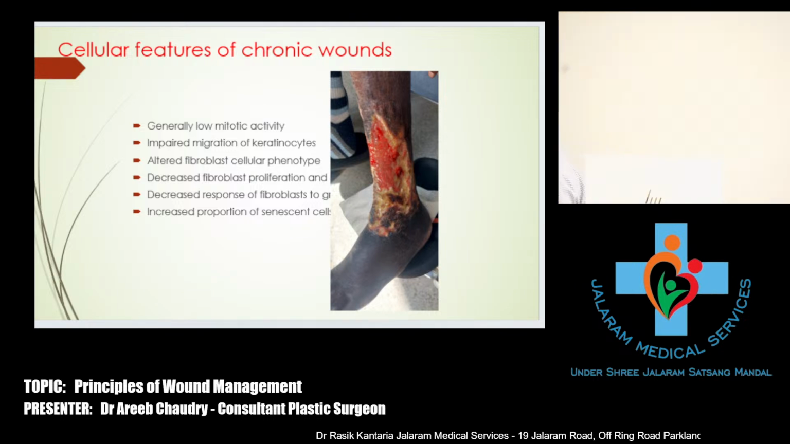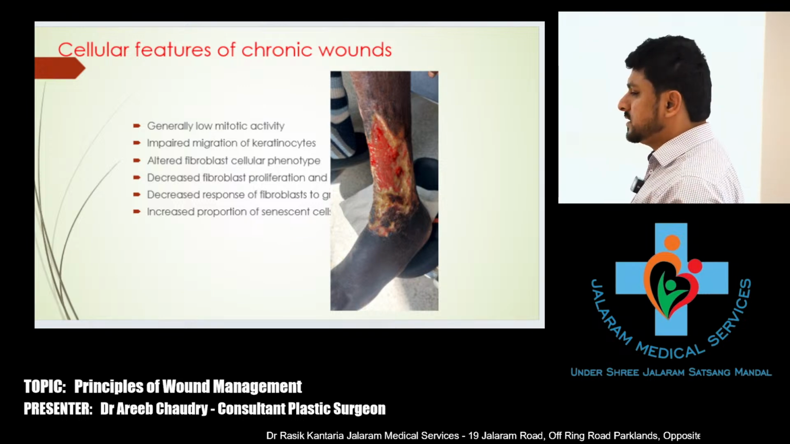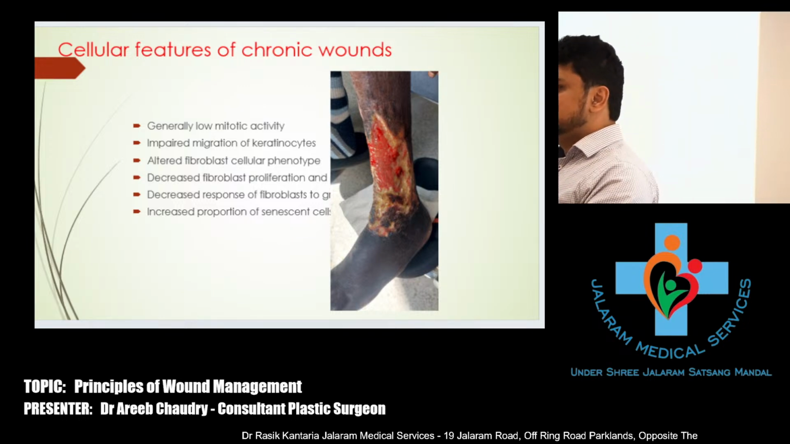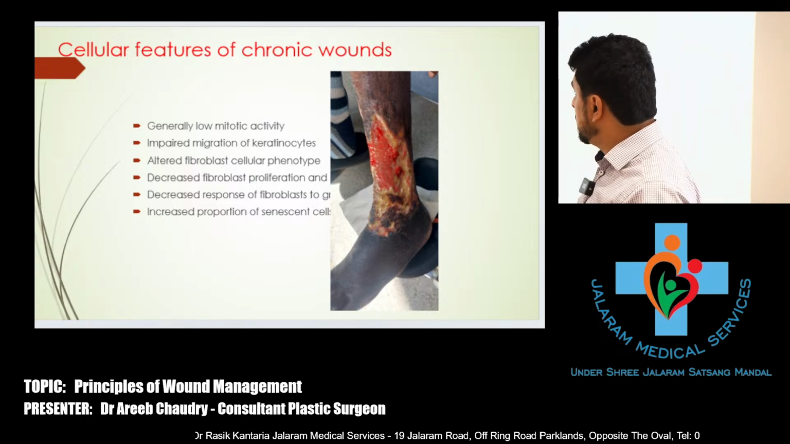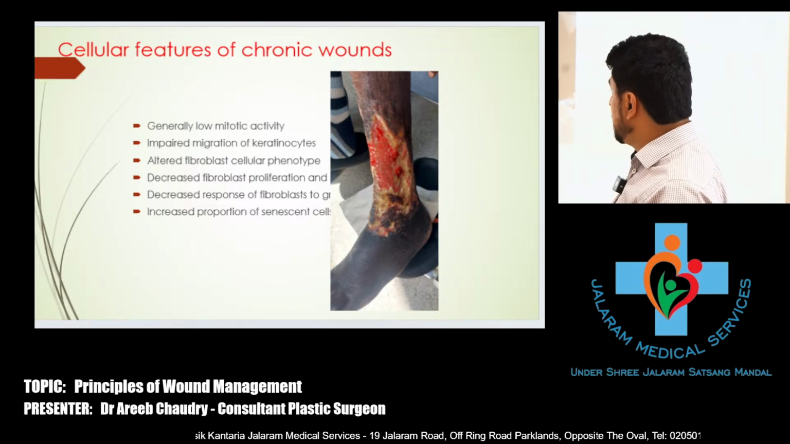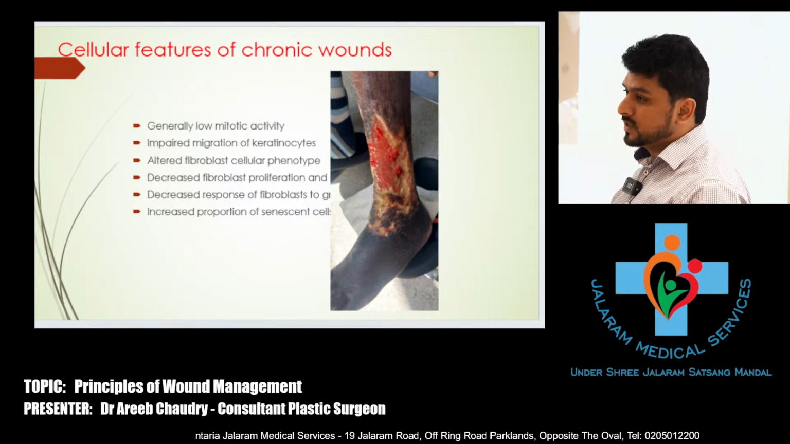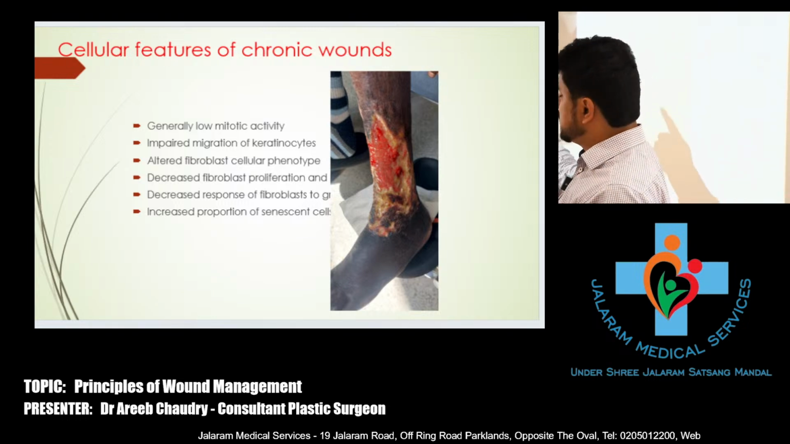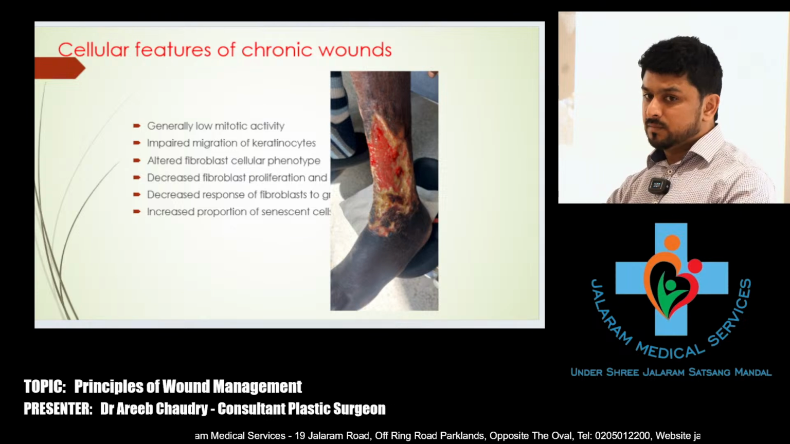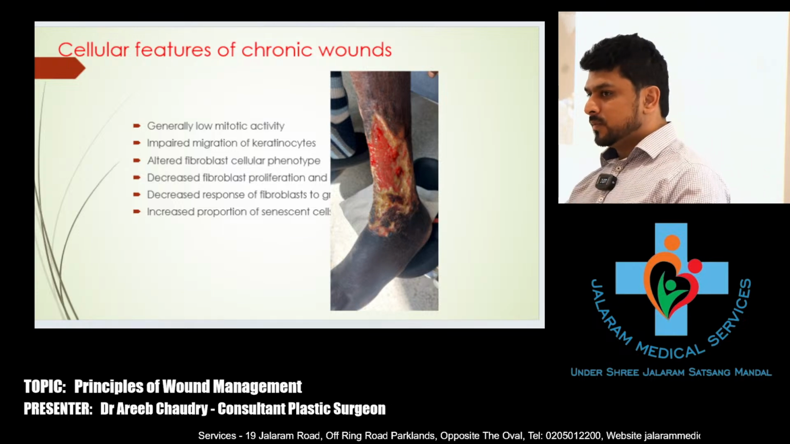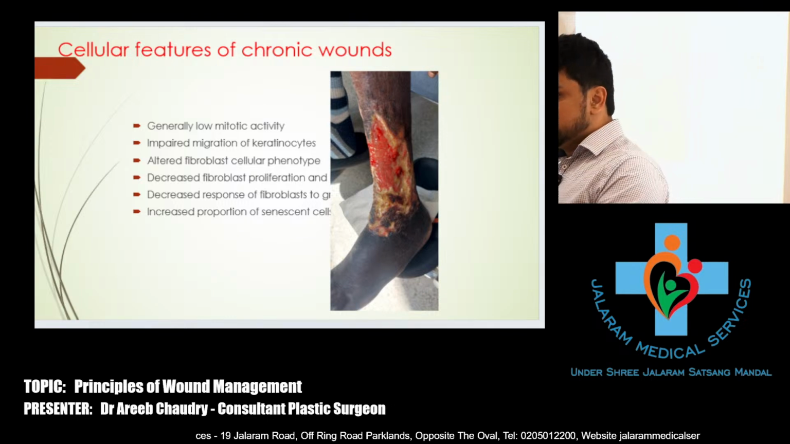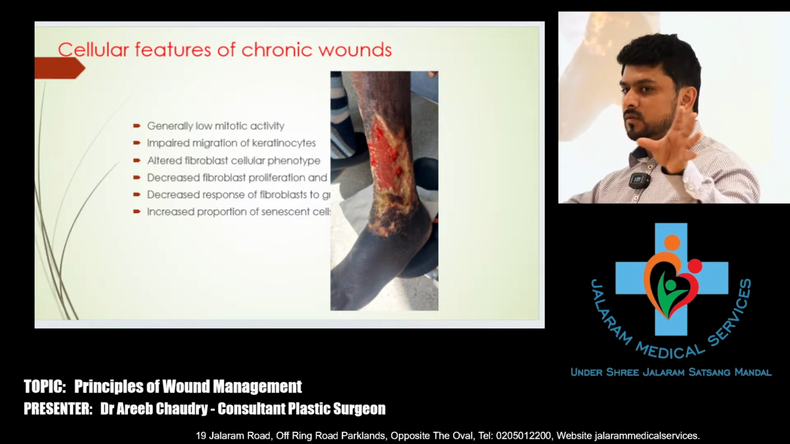So what are some of the cellular features of chronic wounds? This is still at a molecular level. Once you see that there is chronicity, this is what's happening at the molecular level. One, mitotic activity is very low, with impaired migration of keratinocytes. They're not able to migrate. Keratinocytes are the stem cells for the epidermis. They're found at the basal layer, and these are very important. They come from the bulb of the hair follicle. That is where we get our stem cells for the epidermis from.